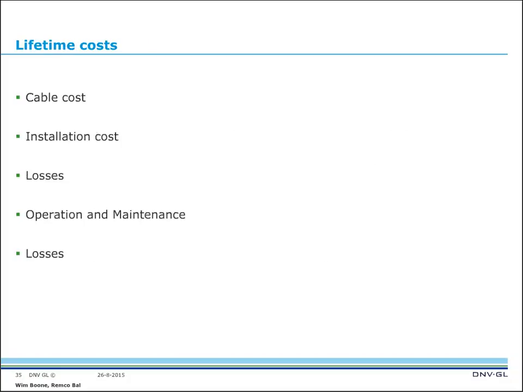So what we included in the lifetime cost are the cable cost, the installation cost, the losses, and the O&M cost. And we've only considered the losses once, but they're on this slide 2 times.